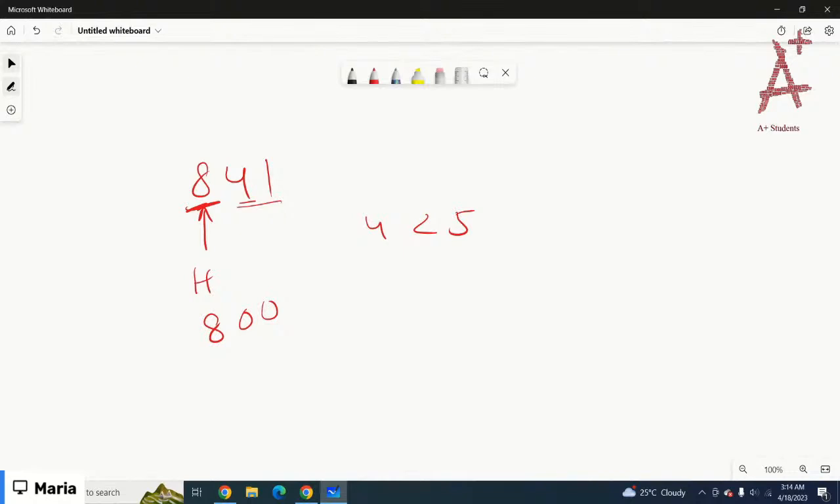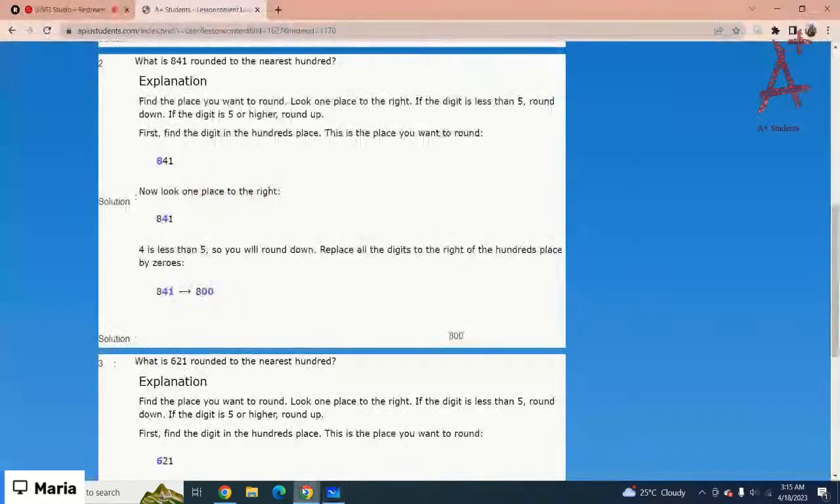Whenever you are asked to round off a number to the nearest 100, just look at the hundreds digit. Hundreds digit is 8. Just look at the digit that is at the right hand side of the 100 position. Compare the digit to 5. If the number is greater than 5, that means you have to round up. If the number is less than 5, that means you have to round on the same 100. Got it? Just replace the other digits with 0.